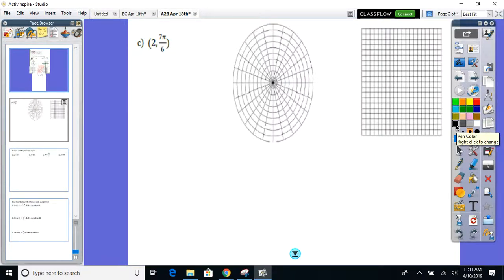2, 7 pi over 6. Go ahead and graph it. And then I want to convert it into xy rectangular. It's called rectangular coordinate, xy. So find out where 7 pi over 6 is. I think it's here.